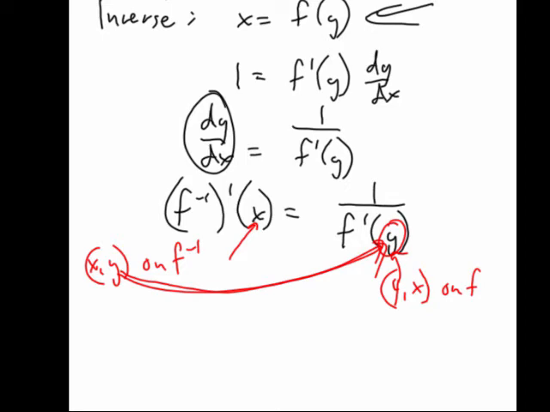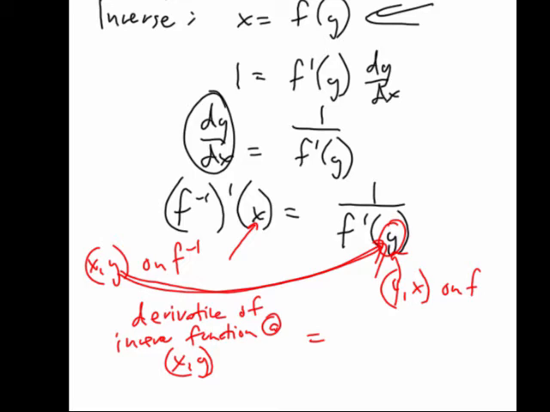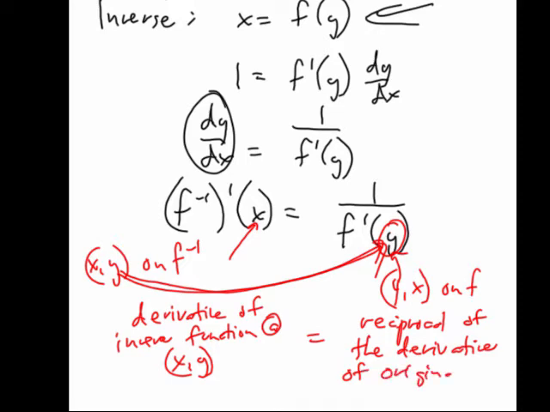Alright, so our conclusion is that indeed the derivative of the inverse function at x comma y is the reciprocal of the derivative of the original function at y comma x.